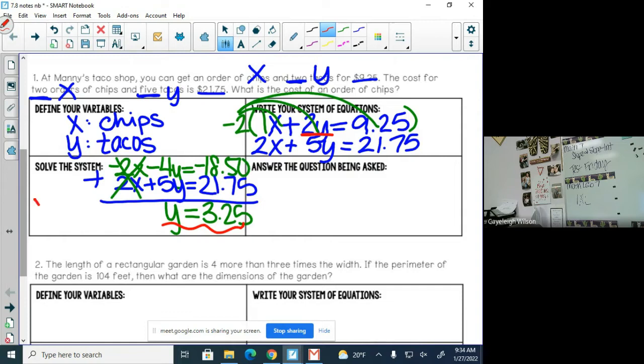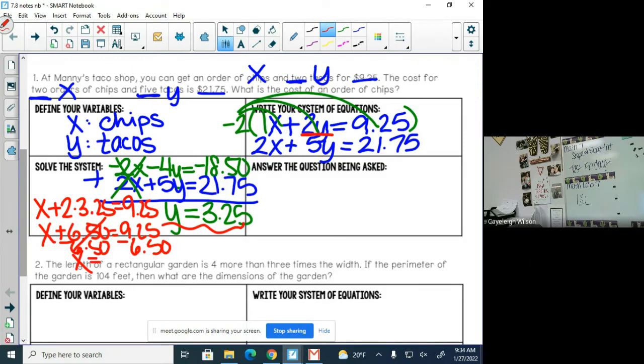So that's x plus 2 times y, but we just said y was 325, equals 925. So that's x plus 2 times 325, that's 650, equals 925. And then I'll subtract 650. And x equals, what is that, 275?